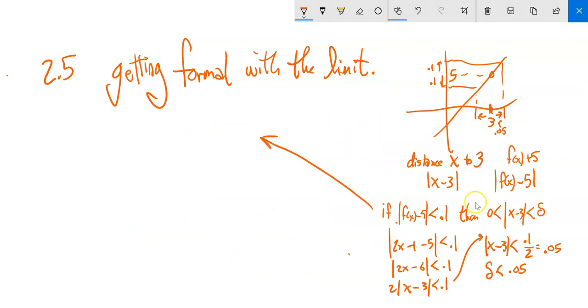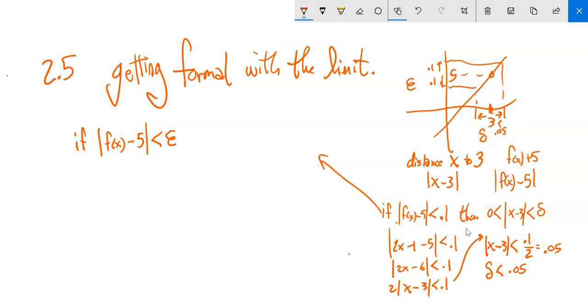I made a little hand-waving argument that you could change this number to whatever you want. So what I'm going to do is actually do that symbolically. If this tolerance, this range for the outputs, is less than epsilon, and that's a delta. This is often called an epsilon-delta definition of a limit, because those are the symbols we use. Notice epsilon is our tolerance for the outputs, and delta is our tolerance for the inputs. So if this is true, then that is true.